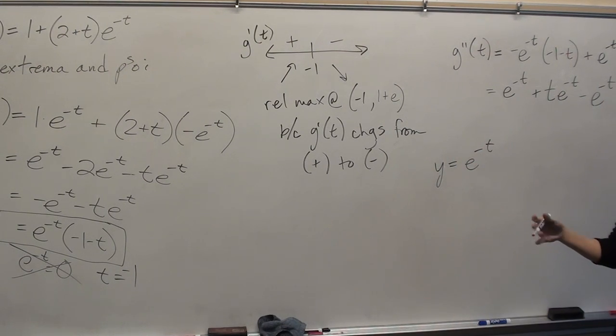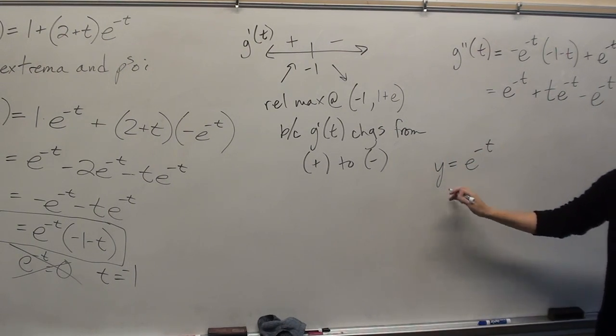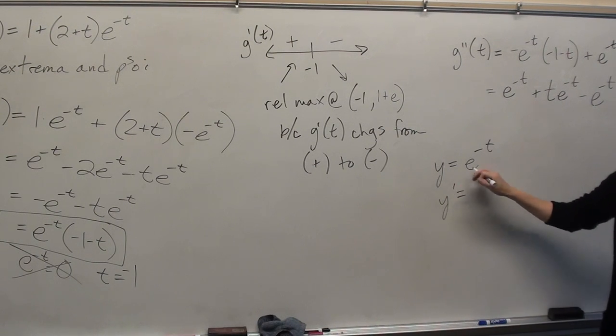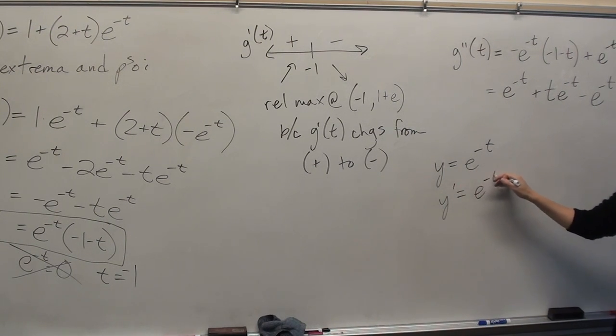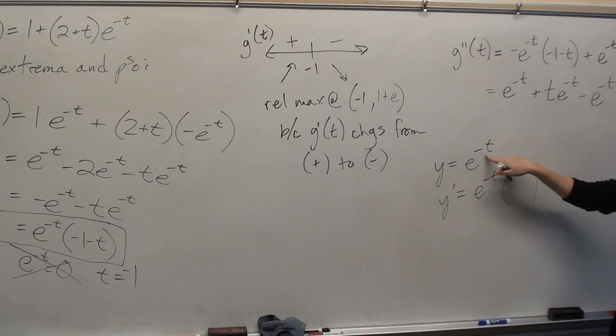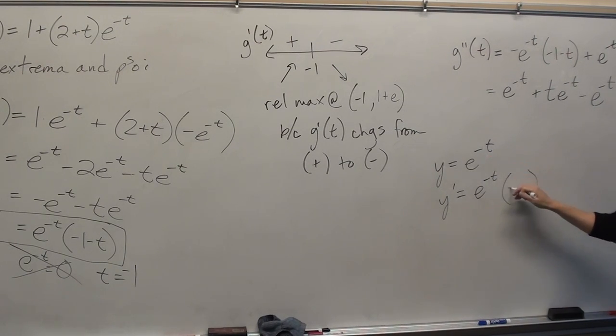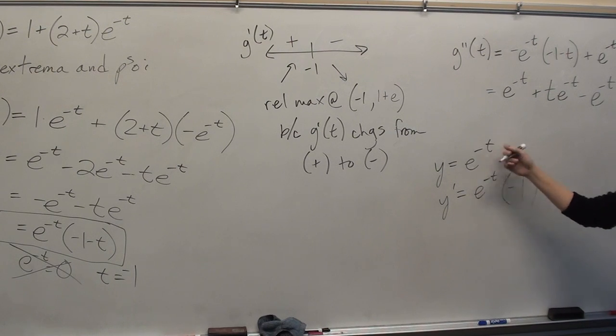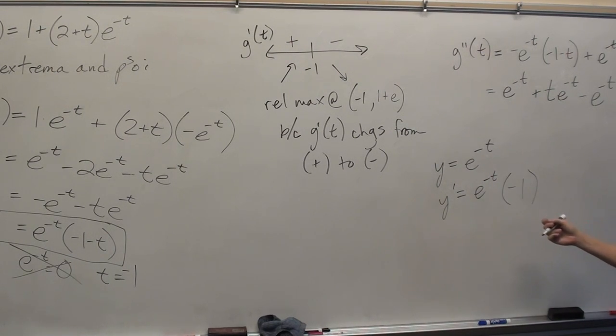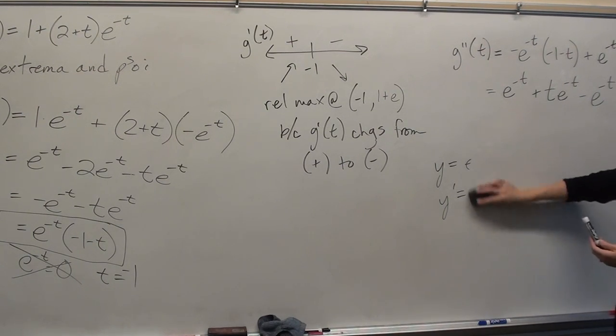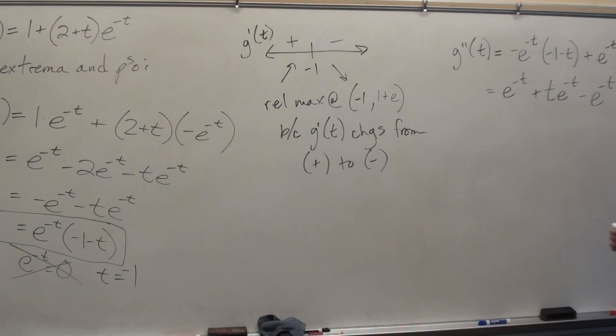Okay, so suppose y is e to the negative t. So y prime would be, well, it's e to the u du. What's the derivative of negative t? Negative 1, right? So you just keep the e the same, times the derivative of the exponent, and then you just put the negative 1 in front. Okay. Alright, I think I got this. Is it e to the negative 1 times t?